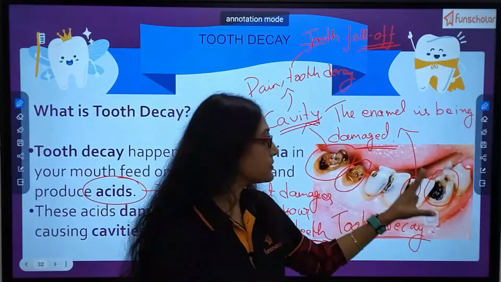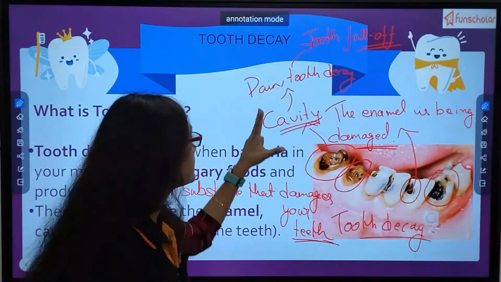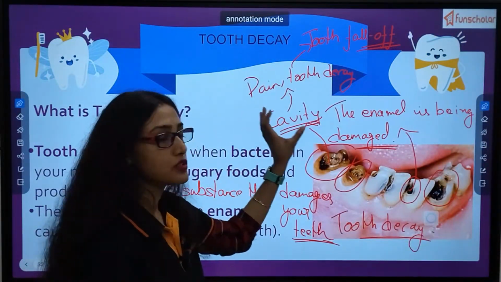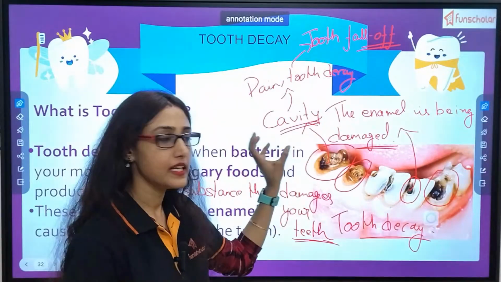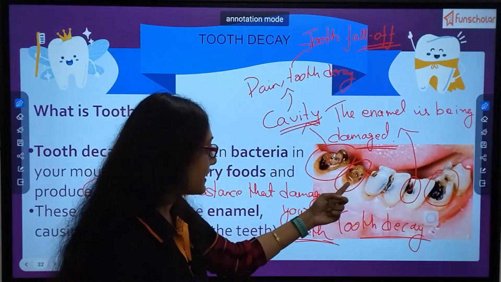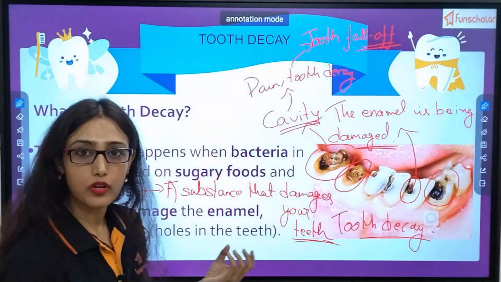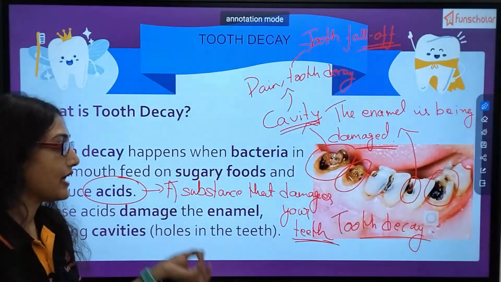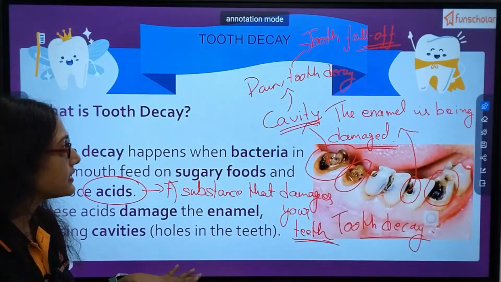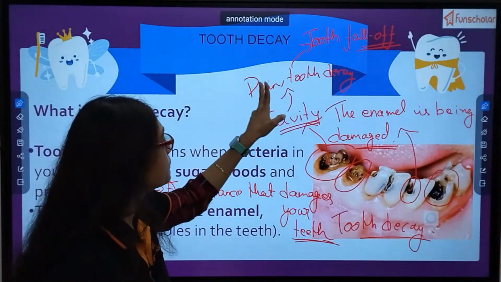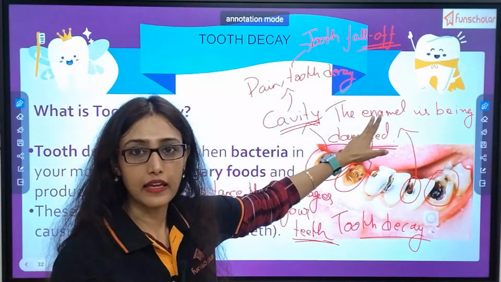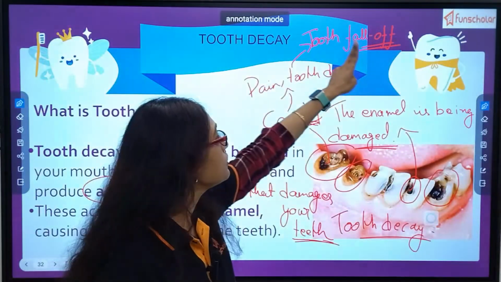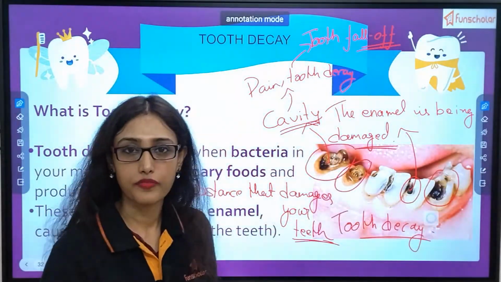So the living cells will be damaged, and that will lead to what? Cavity. So what is cavity? Cavity is something like this. It is formed by the attack of acid or bacteria that damages your teeth permanently, and will lead to pain and tooth decay, and ultimately your tooth will fall off.